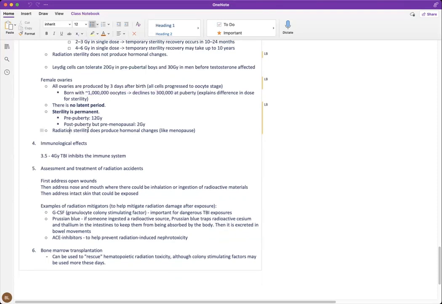In females, radiation sterility does produce hormonal changes and it causes things like menopause. And then lastly, there's no latent period for female ovary radiation.